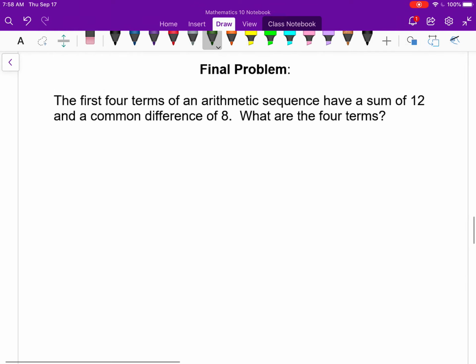The first four terms of an arithmetic sequence have a sum of 12 and a common difference of 8. What are the four terms? All right, chances are you read this and it's hard to know where to start. So if you ever don't know where to start with an arithmetic sequence, why not first make a sort of structure for the sequence? I know there's four terms, so I'm going to write four little blanks, comma, comma, comma. Okay, and I'll call this T1, T2, T3, T4.